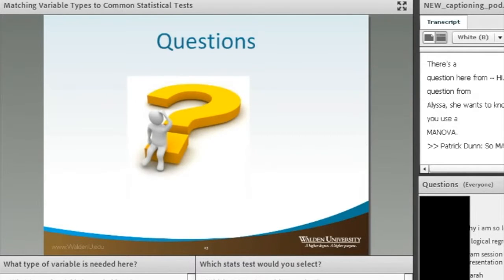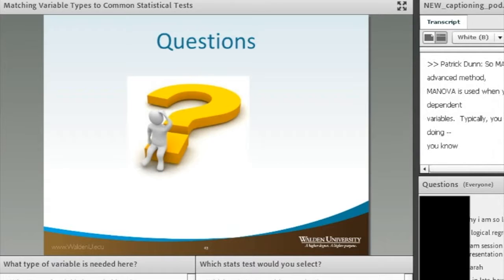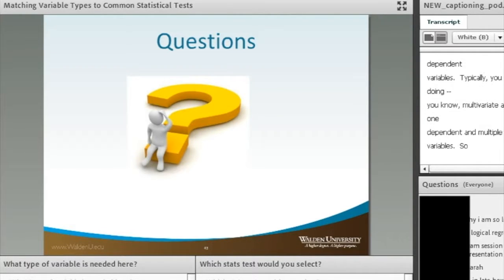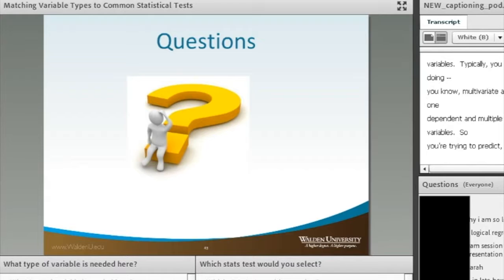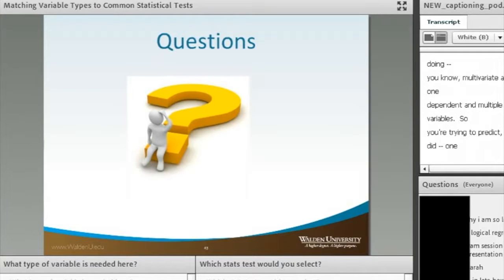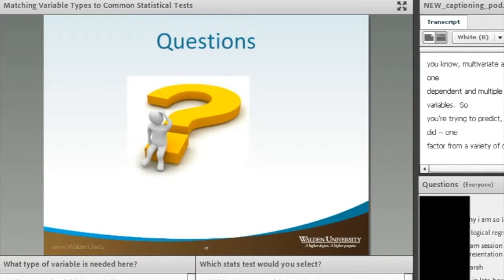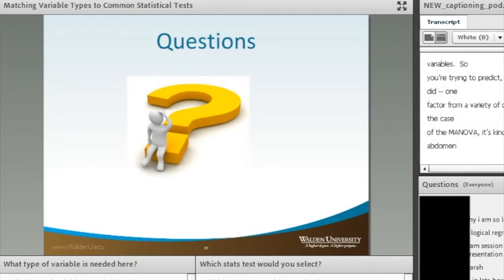MANOVA is used when you have multiple dependent variables. Typically, when you're doing multivariate analyses, you'll have one dependent and multiple independent variables. So you're trying to predict one factor from a variety of other factors. In the case of the MANOVA, it's kind of flipped around, and you have multiple dependent variables.